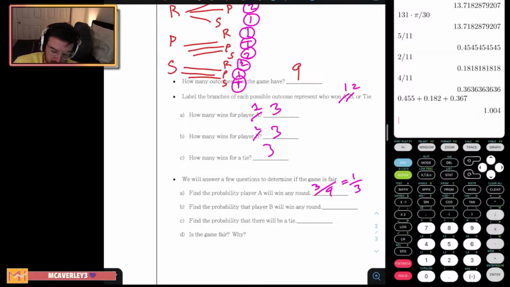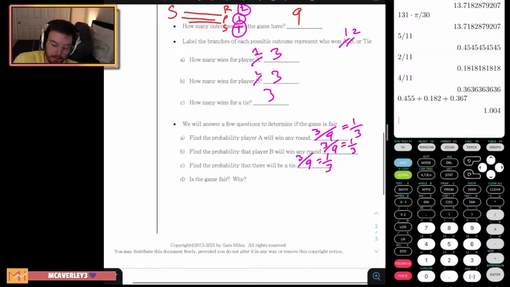Find the probability that player B will win any round. There are 3 ways for player B to win out of the 9. That's also 1/3. And how many ways are there to tie? 3 out of the 9, so that's 1/3. So there is an equal chance of player A winning, player B winning, or it tying.